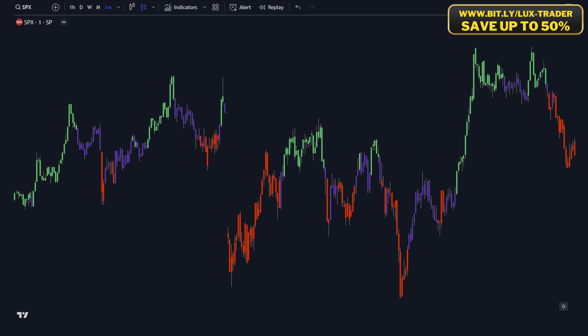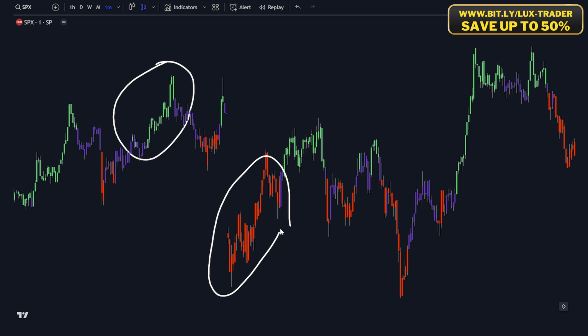This method uses 3 colors to indicate different signals. Green candles show a strong bullish signal, which means it's a good time to consider buying. Red candles show a strong bearish signal, which indicates a good time to consider selling. However, we do not want to enter a trade when the candle is purple. Purple candles indicate a normal bullish or bearish signal, which is not strong enough for us to make a confident trade entry. Therefore, we focus on green for buys and red for sells to ensure stronger signals.